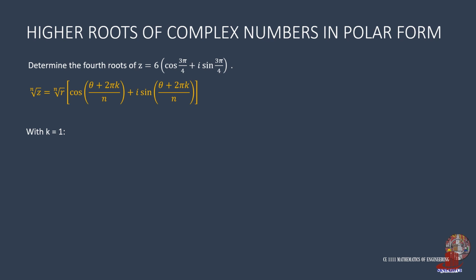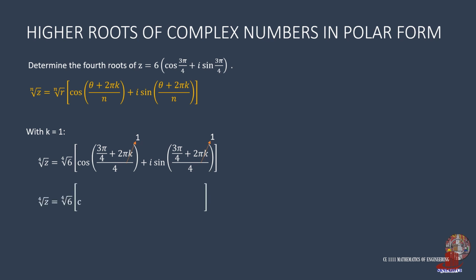With k equal to 1, the formula then turns into the fourth root of 6 times cosine of (3 pi over 4 plus 2 pi), and everything is over 4, plus i sine of the same argument. 2 pi is equal to 8 pi over 4, taking into account the same denominator as theta. So the second pair of roots are from one revolution after, with positive or negative 1.57 times cosine of 11 pi over 16 plus i sine of 11 pi over 16.